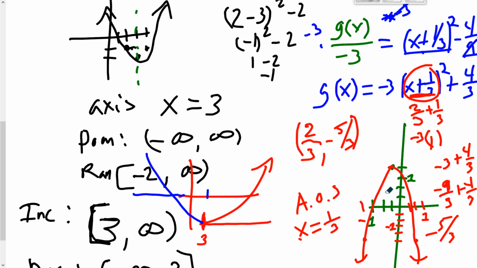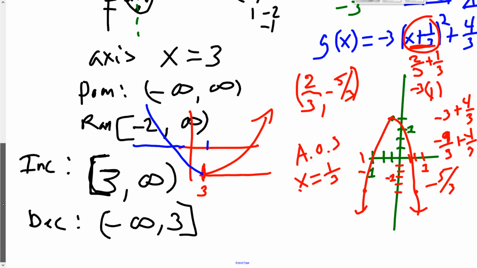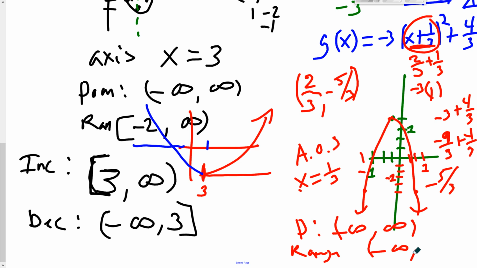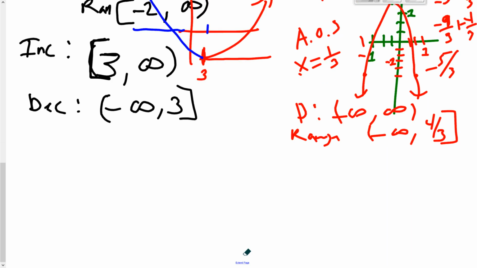Okay, now we're doing increasing and decreasing. Well, the domain, I guess, first. Domain, again, from -infinity to +infinity, always with quadratics. The range, since it's facing down, we're going to go from -infinity up until that y value of the vertex, which is 1, 2, 3, 4, 4/3, +4/3. And it does hit 4/3. Okay, then increasing and decreasing.